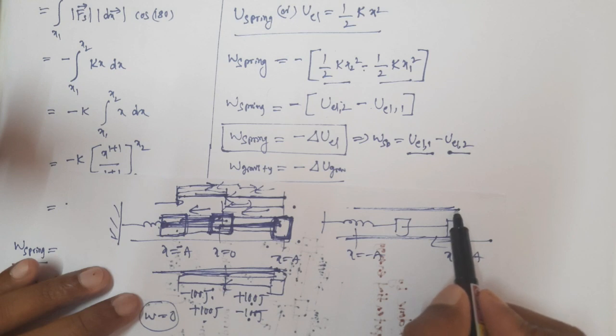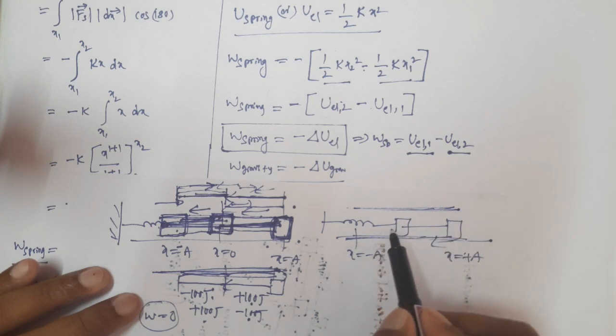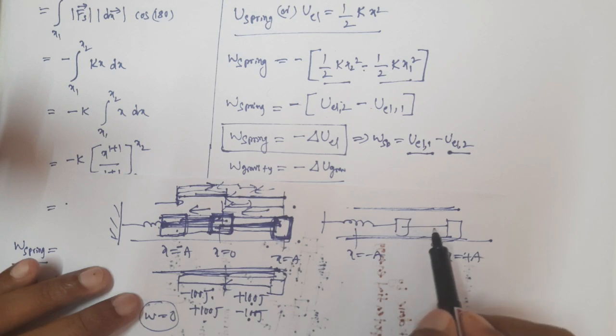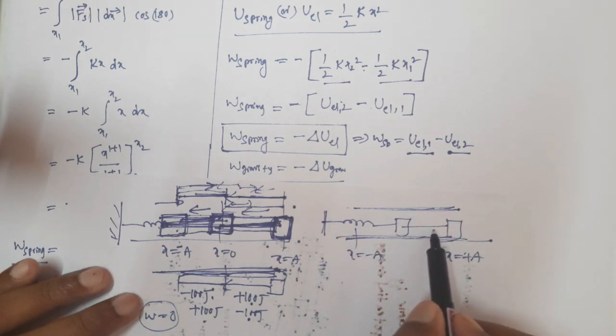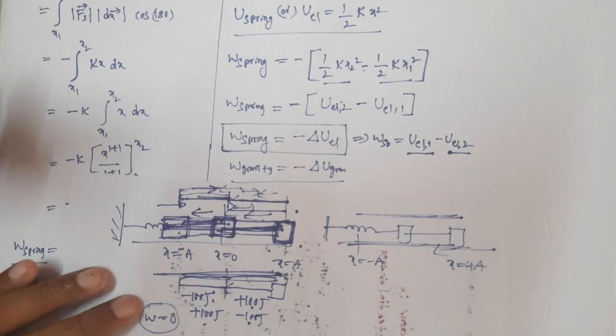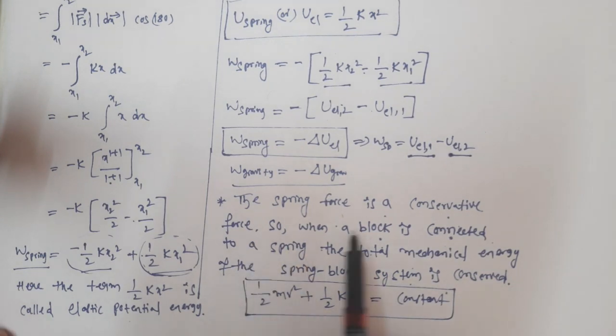While it is oscillating, what's happening? Potential energy is converted to kinetic energy of the block, and kinetic energy of the block is converted to potential energy, but the sum of these two energies remains constant. At any point the total mechanical energy remains constant, because the spring force is the only force doing work on the system. So the spring force is a conservative force. We know that whenever only conservative forces do work, the total mechanical energy of the system remains constant. So here we can say the spring force is a conservative force.